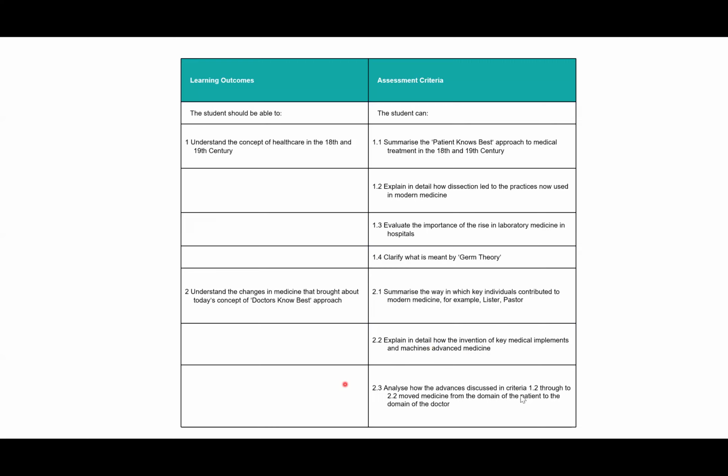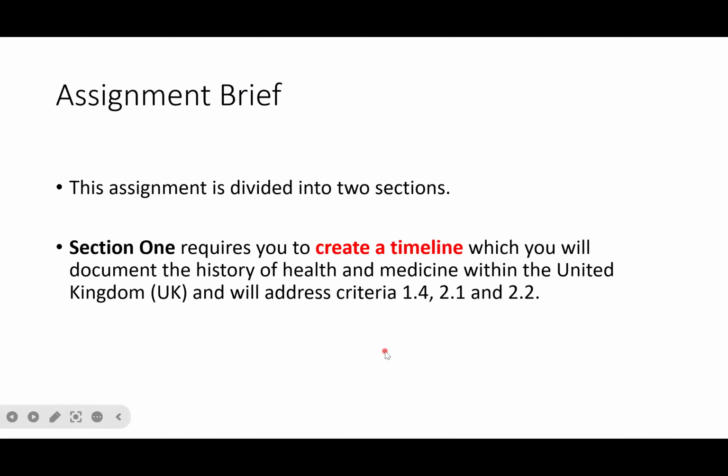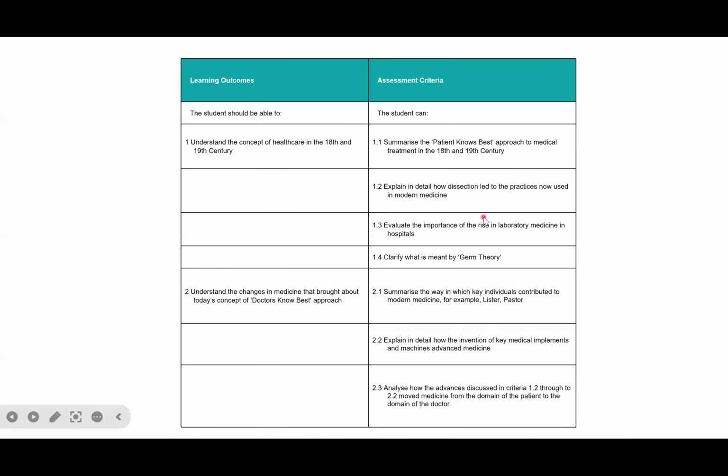And number 3 is to analyze how the advances discussed in criteria 1.2 through 2.2, sorry, these were the criteria that we mentioned, from here till here, how did this make medicine move from the domain of the patient to the domain of the doctor? Okay, so these are the learning outcomes that were discussed with you.